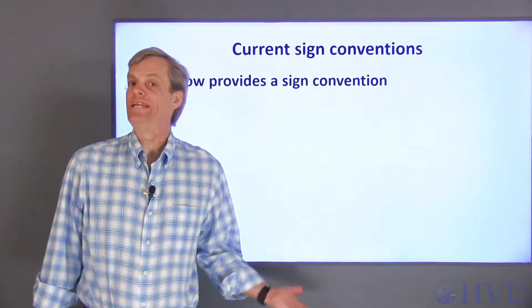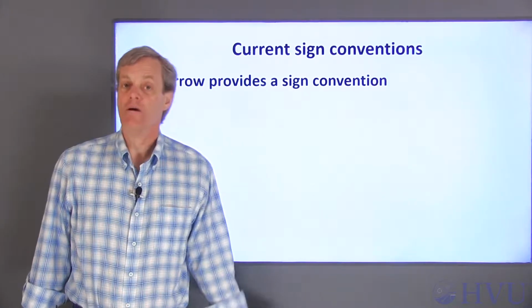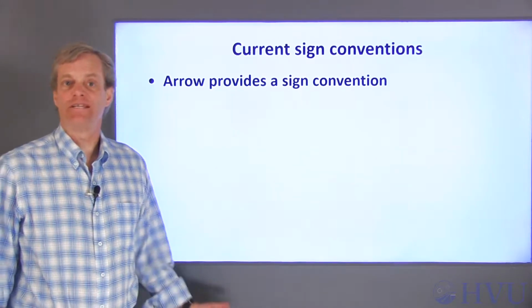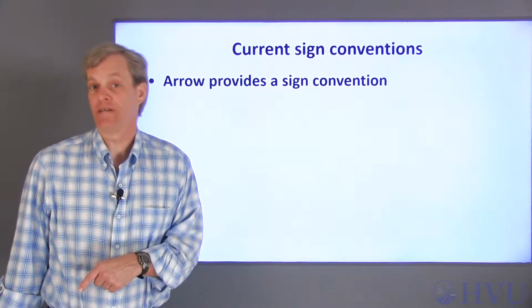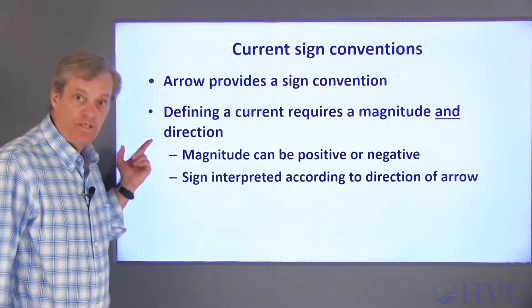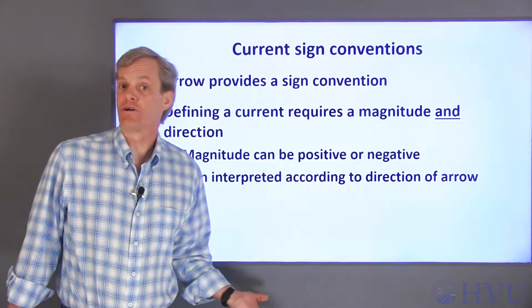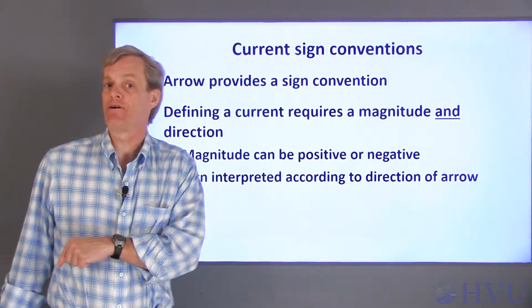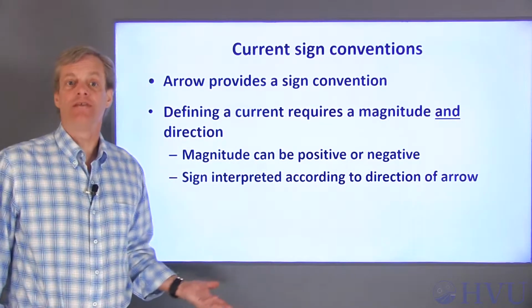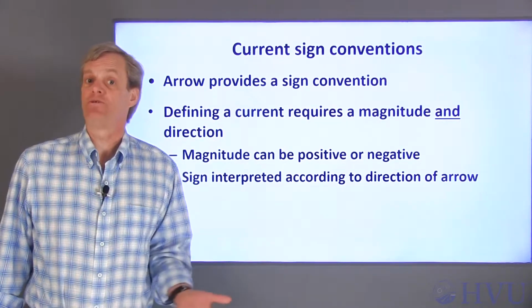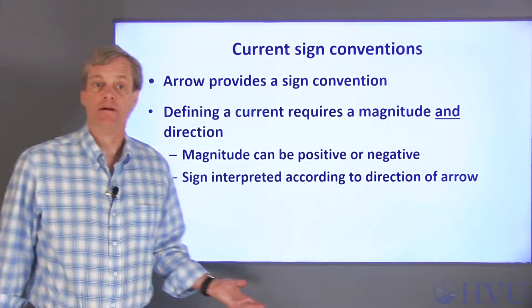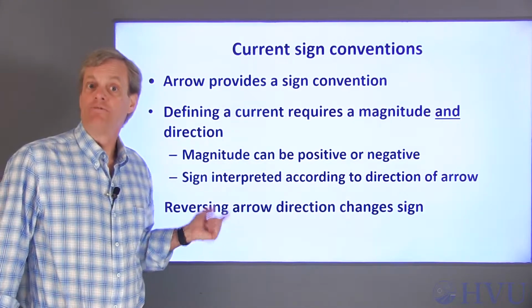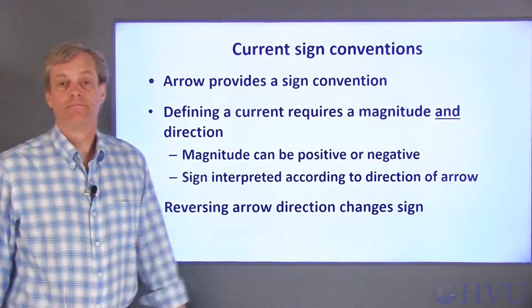As with voltage, we need a sign convention for current. The direction of positive current is indicated by an arrow on our circuit diagram. As with voltage, completely specifying a current requires a magnitude and a sign convention as indicated by the arrow. Since the magnitude can be either positive or negative, the arrow tells us how to interpret the sign. Changing the direction of the arrow reverses the sign on the current.